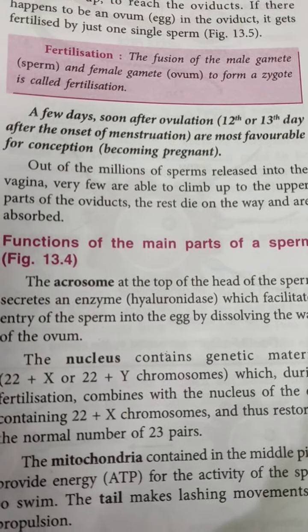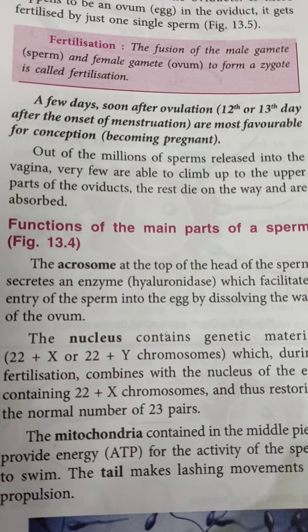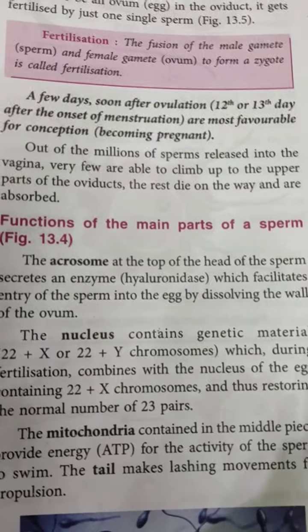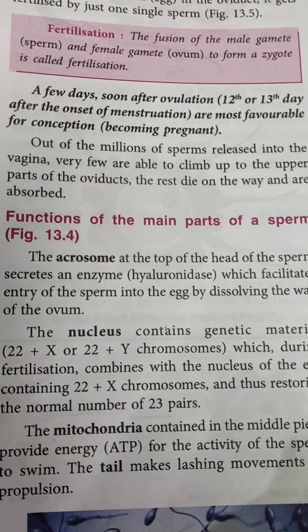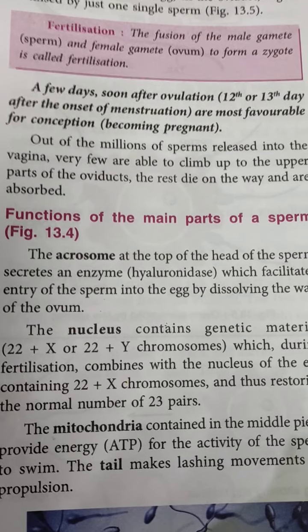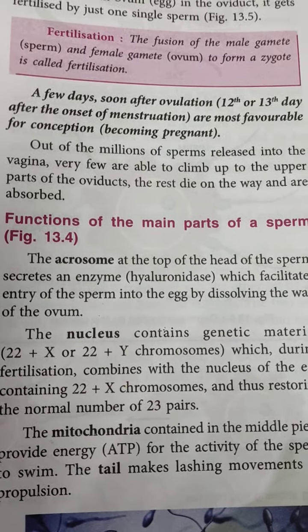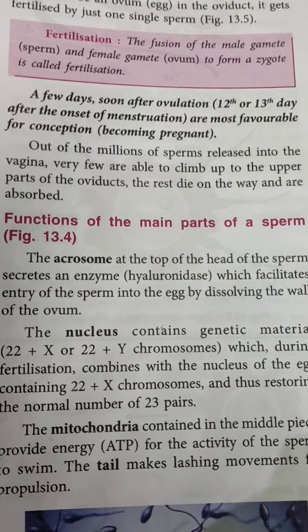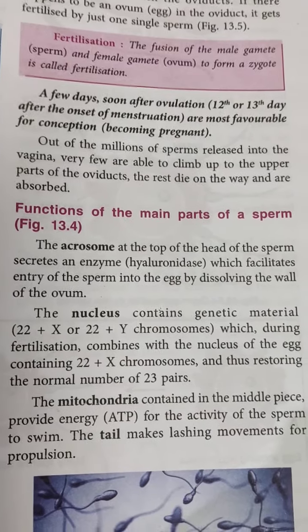Now, out of the millions of sperms released into the vagina, very few are able to climb up to the upper parts of the oviduct. The rest die on the way and are absorbed. Now, we must know what is the structure of the sperm. The diagram is also very important, and we need to know the explanation also.